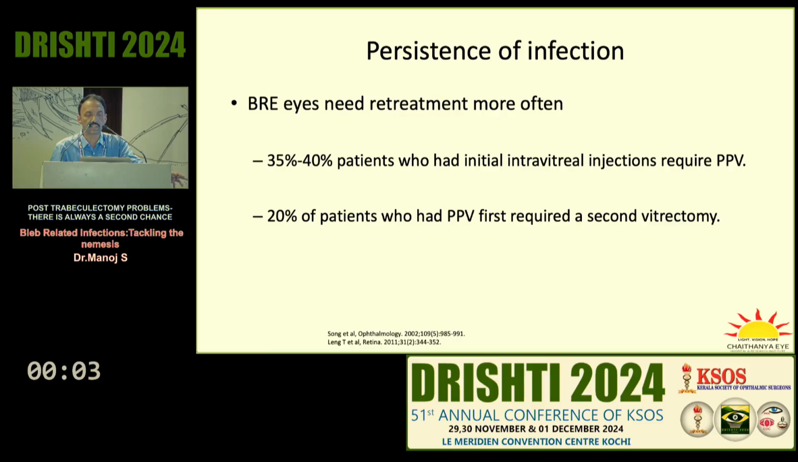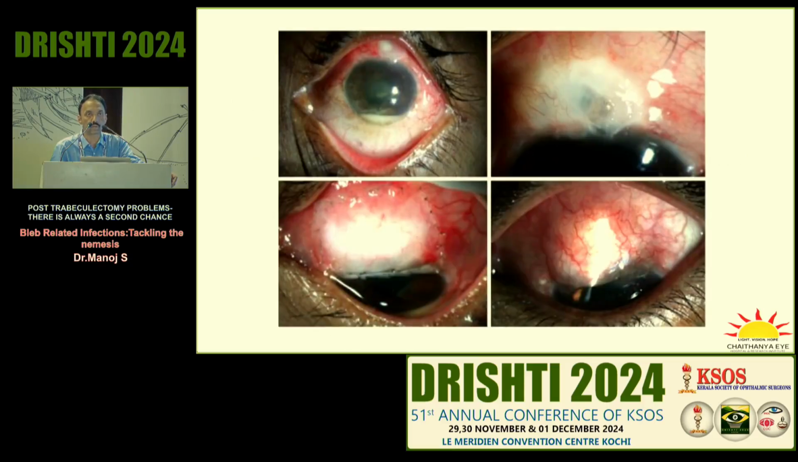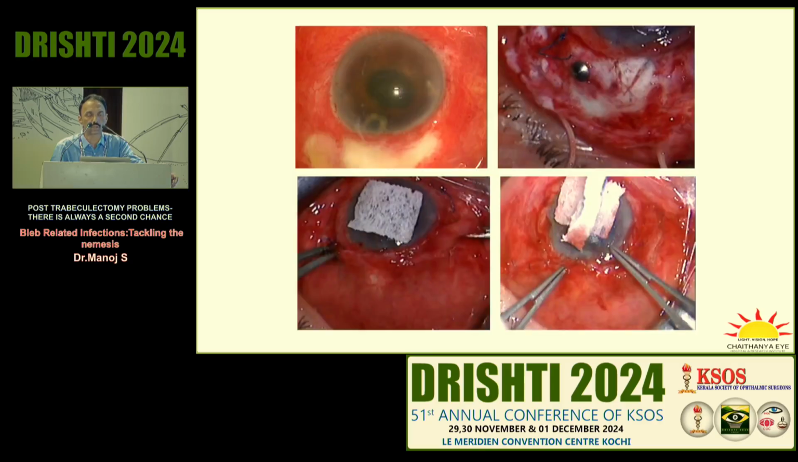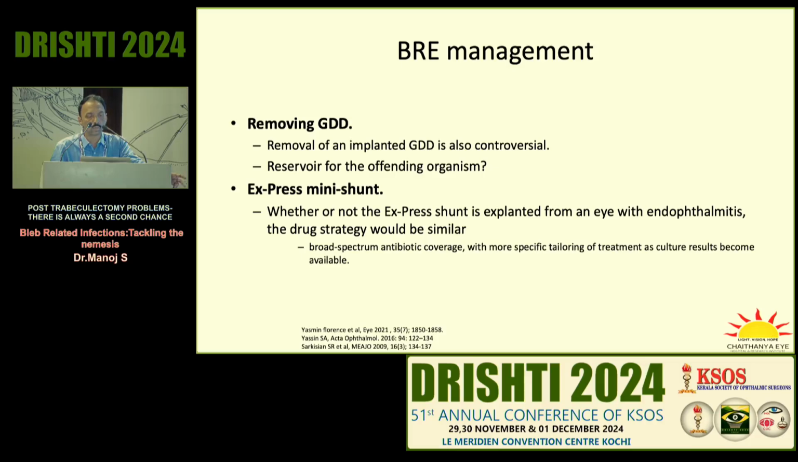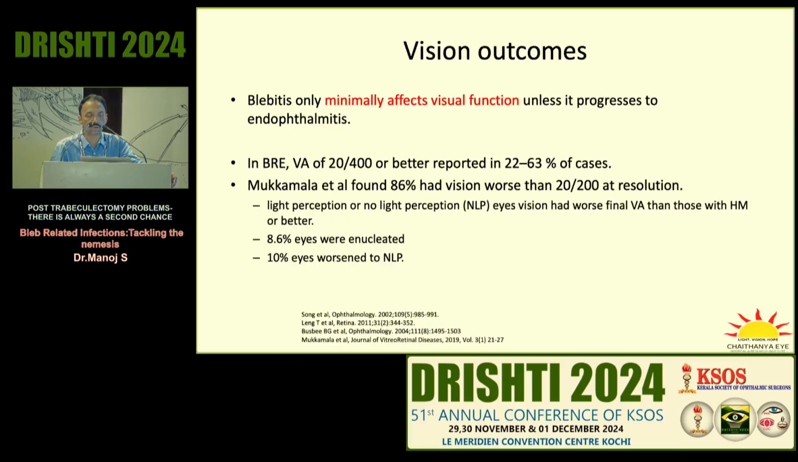Anyway, these eyes definitely have persistence of infection. These eyes require retreatment. 35 to 40% of patients who had an initial intravitreal injection require vitrectomy, and nearly 20% of patients who had a vitrectomy often require a second vitrectomy. Some of these eyes may need better bleb management here, scleral patch graft, or sometimes even excision of the bleb. Removing these mini shunts and all that, whenever, is a controversial thing. Some people believe that it's a reservoir for offending organisms.